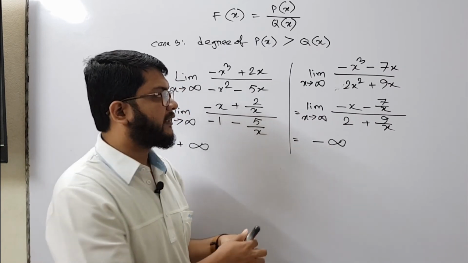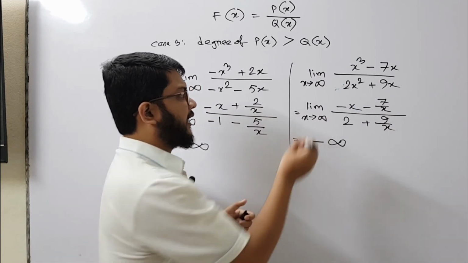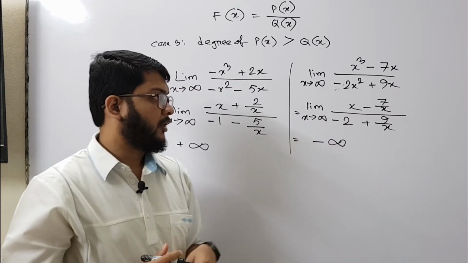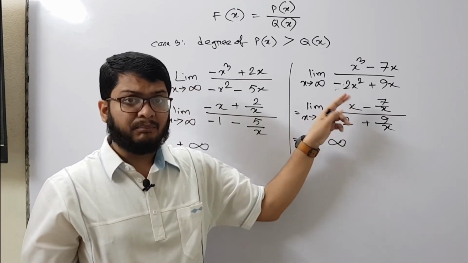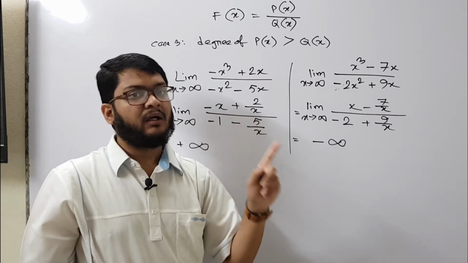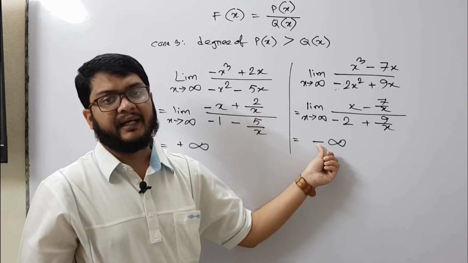So if we take, say, positive here and negative here, the same thing will happen. So we will get x divided by minus 2. It's continuously increasing, but when we divide any number by a negative value, the quotient will be negative. That's why we will get negative infinity.